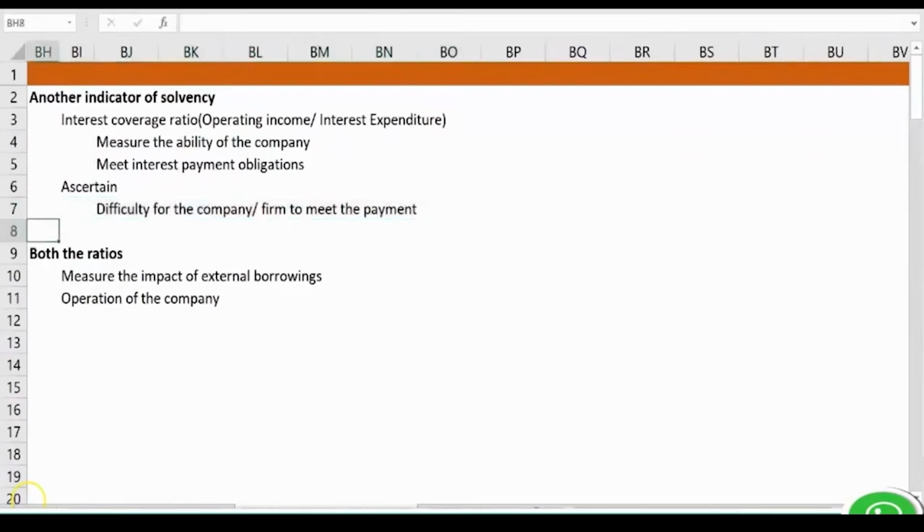So both the ratios, the debt to equity ratio and the interest coverage ratio, measure the impact of external borrowings on the operation of the company.